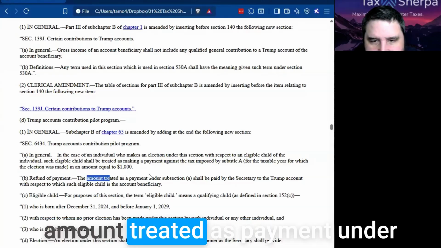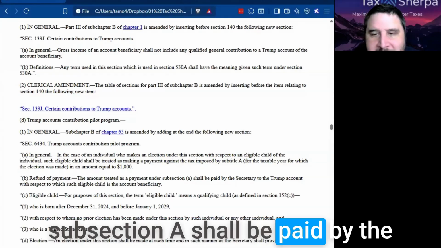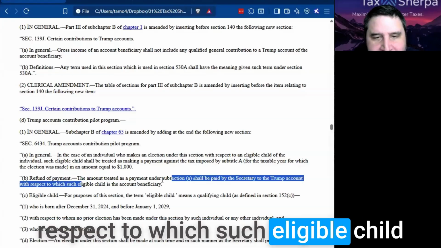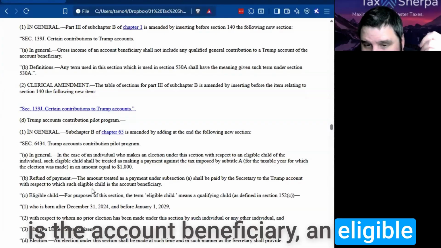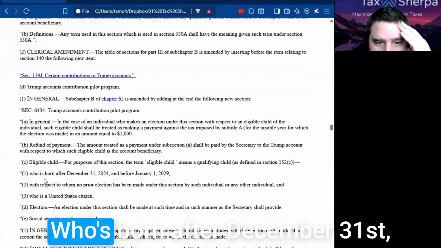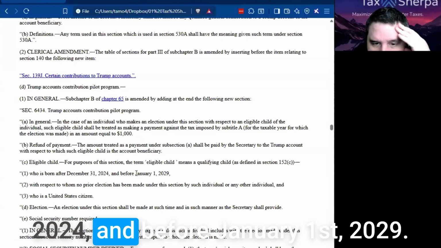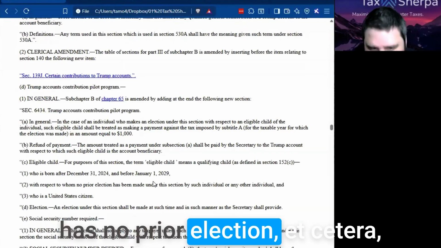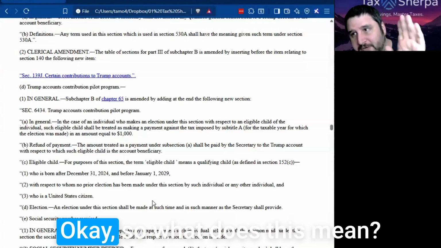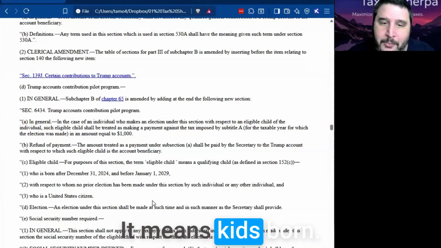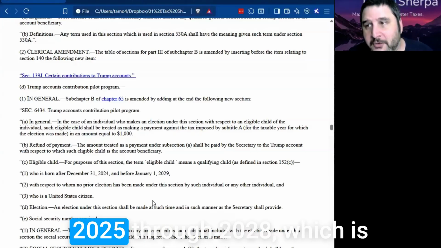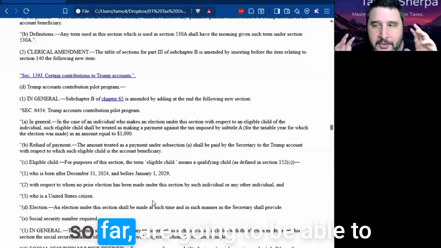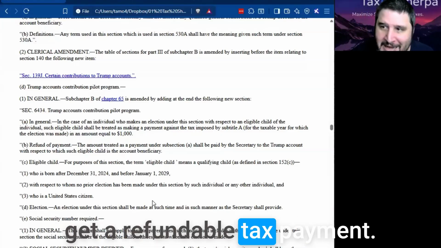Refund of payment. The amount treated as a payment under subsection A shall be paid by the Secretary to the Trump account with respect to which such eligible child is the account beneficiary. An eligible child means a qualifying child who was born after December 31st, 2024 and before January 1st, 2029. Okay, who is a United States citizen, has no prior election, etc. Social Security number required. Okay, so what does this mean? It means kids born 2025 through 2028, which is the same phase out thing that we've seen in a lot of sections so far, are going to be able to get a refundable tax payment.